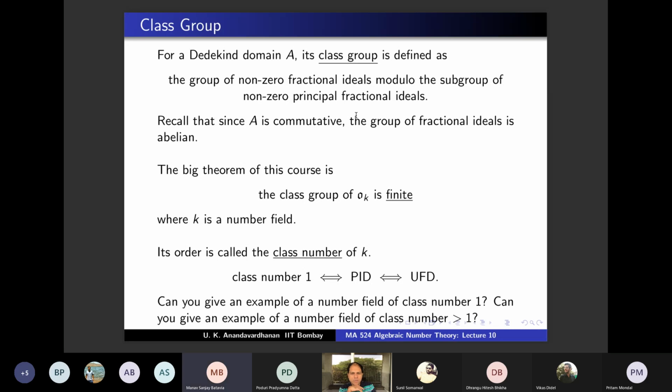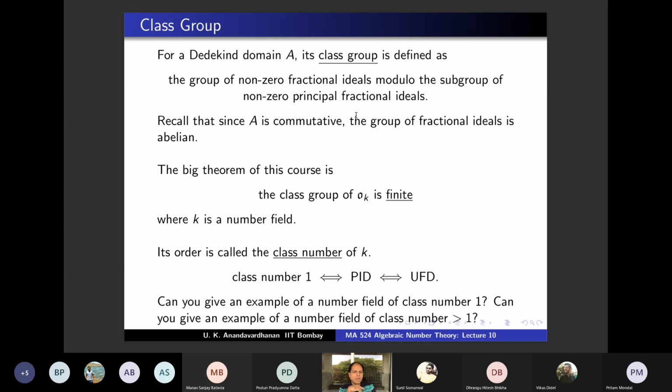So Q root minus 5, right? That's where you said 2 times 3 is 6, which can also be written as 1 plus root minus 5 times 1 minus root minus 5. And I asked you to verify, or you must have verified in your algebra class, that all these four elements, 2, 3, 1 plus root minus 5, 1 minus root minus 5, are different and irreducible. And then this is not unique. You have factorized it in two different ways.